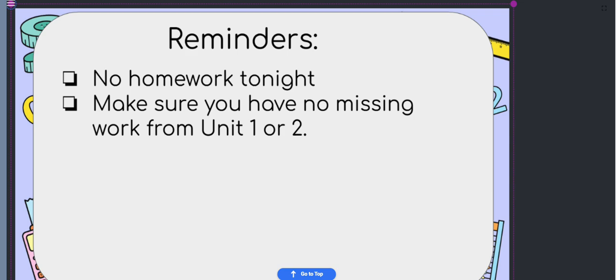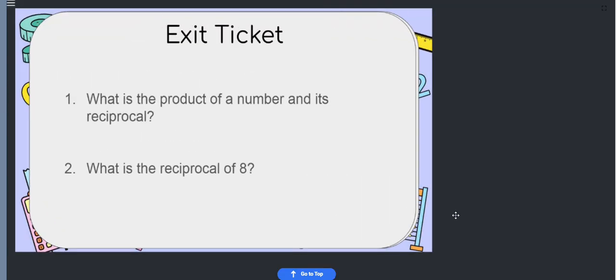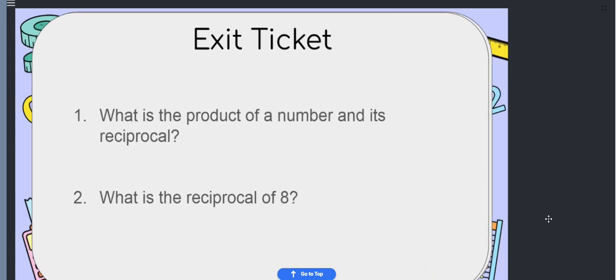Okay? And for our exit ticket, I have 2 questions for you. Go ahead and put this chat into staff chat only, and write your answers to the guest teacher. Once you have sent in your answers, they can give you a thumbs up or tell you you're good to leave, but you need to make sure that you enter in your answers first. So the first question is, what is the product of a number and its reciprocal? We have said this multiple times. And number 2, what is the reciprocal of 8?